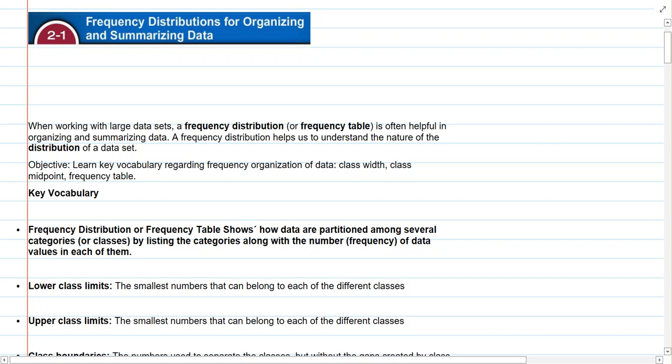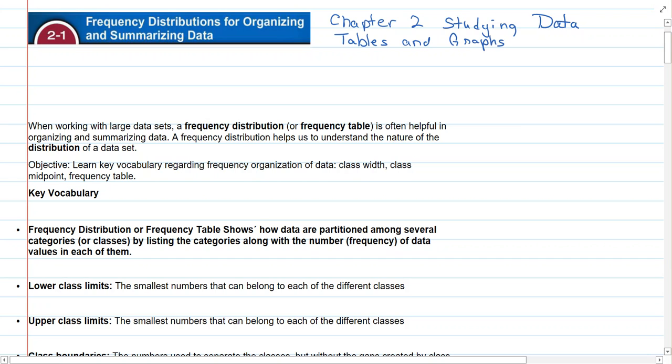Now we're in chapter 2. And in chapter 2, we're going to be studying data. We're studying data, tables, and graphs.